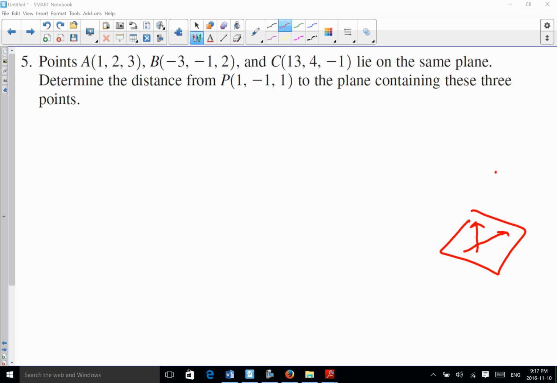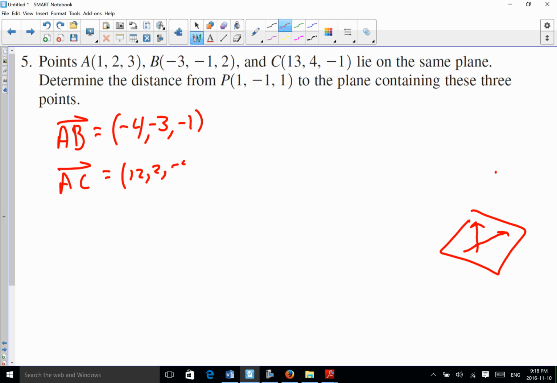So I need some directions. Let's start with AB. AB, using vector subtraction, will give us -4, -3, and -1. If I do AC, you can also do BC, nothing wrong with that, I'll get 12, 2, and -4. Now for my Cartesian, I need the normal. I need AB cross AC.